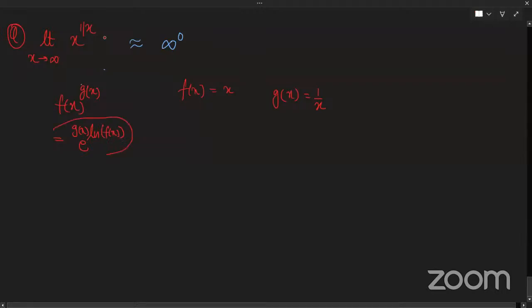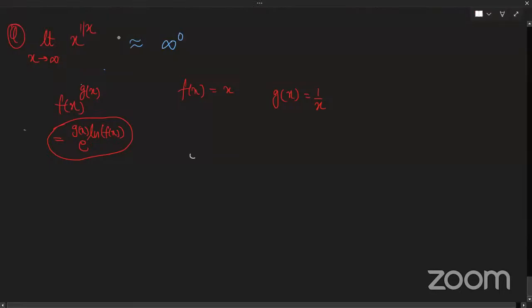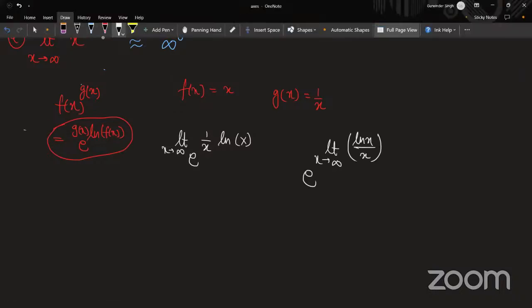Right. So now I can just solve for this limit. I have e raised to g of x, where g of x is 1 by x, into ln of f of x, and limit x tending to infinity. So basically I need to solve for e raised to limit x tends to infinity of ln x by x. Can you do it? Which form is this? Ln x by x.